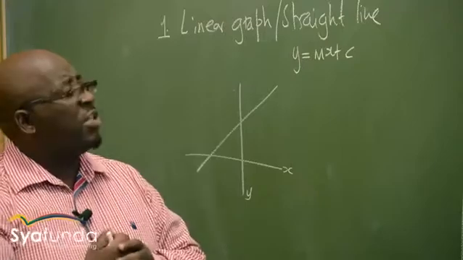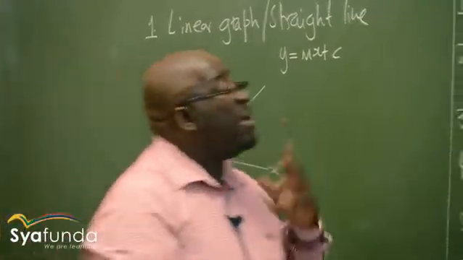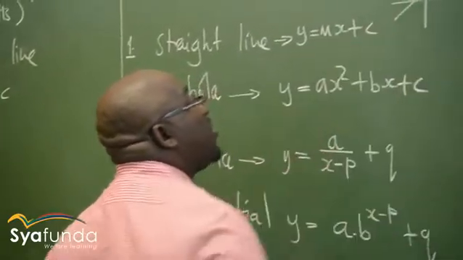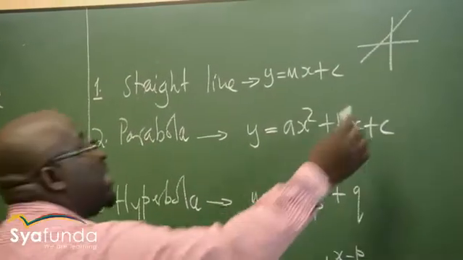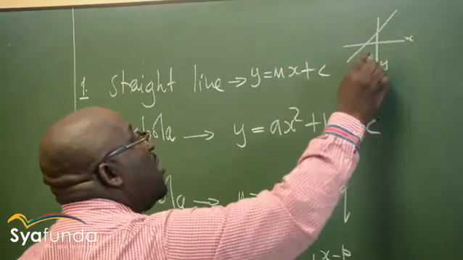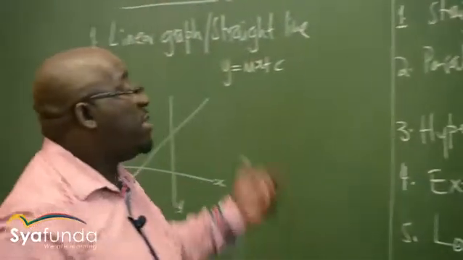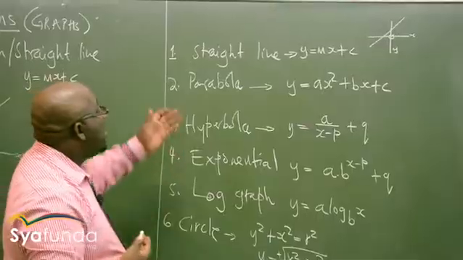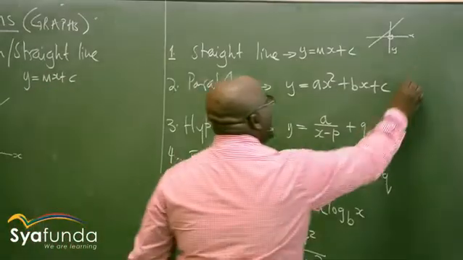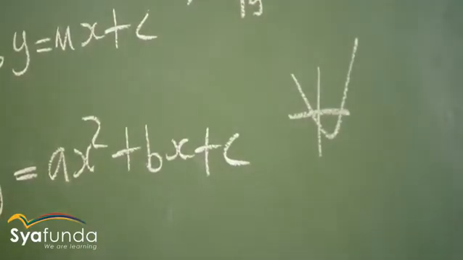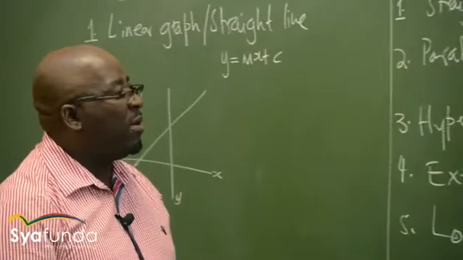Let's have a general overview of these graphs. Remember, you must have an idea of how a straight line looks like. This is a typical straight line graph. Remember, it's a Cartesian plane. These are the x-axis, these are the y-axis, this is the origin. That is a straight line graph. We'll talk more about the straight line graph in the next slide. A general overview of a parabola is a graph that will look like this one. This is how a parabola will look like.